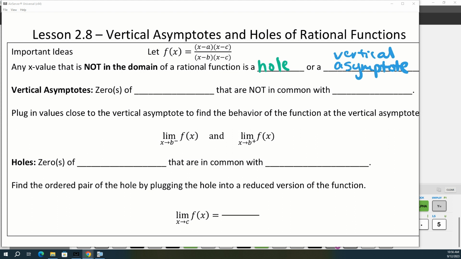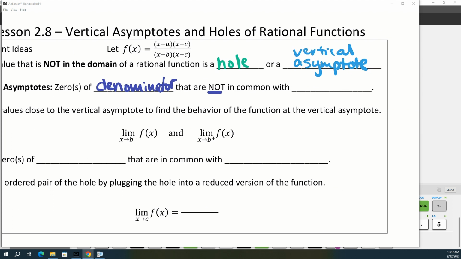All right, and then we just wrote on the other sheet, but we'll go ahead and write it again here. If you have a zero of the denominator that is not in common with the numerator, then that creates the vertical asymptote.